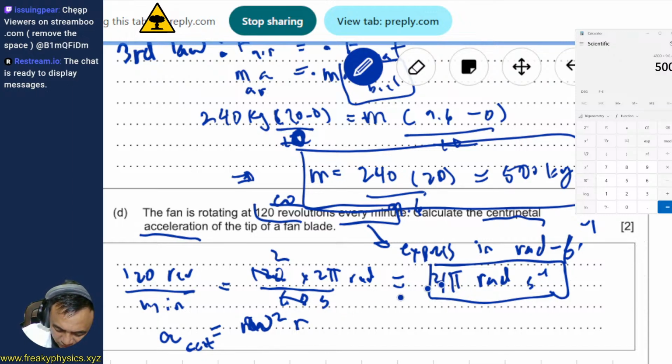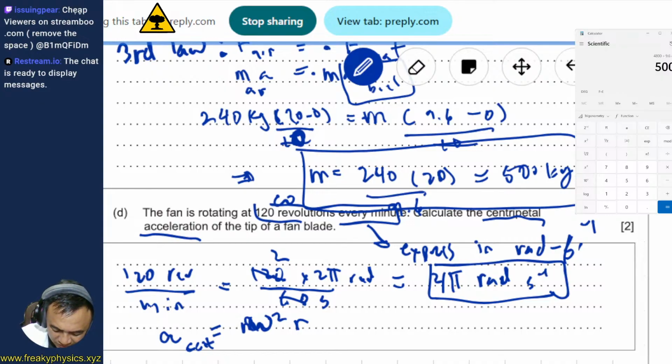But anyway, what we're gonna do is put this value in here. We know the radius of the fan, we just put the value in. So now I think I gotta answer this question: what's the difference between centripetal acceleration and angular acceleration?